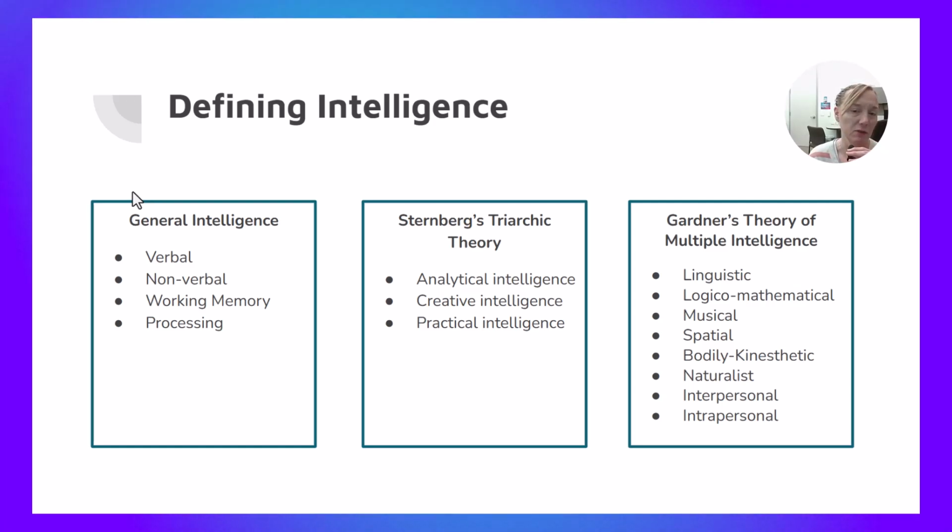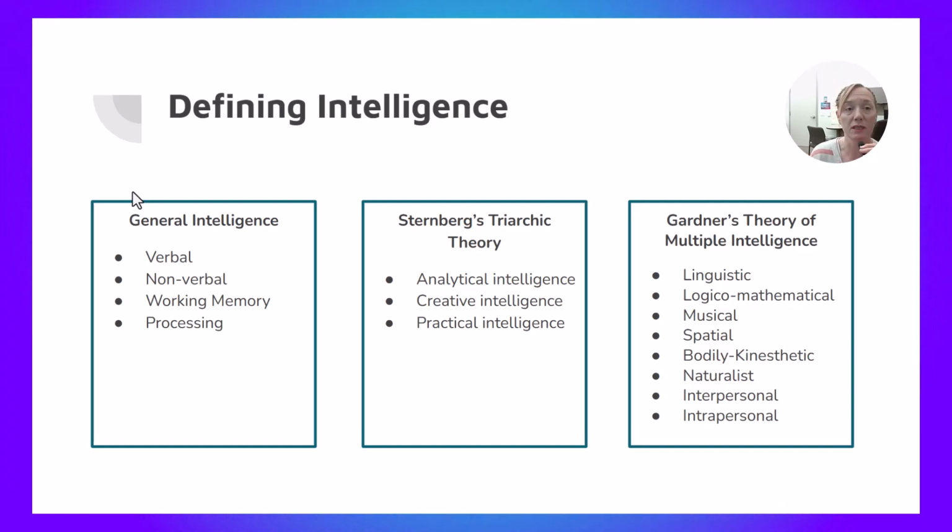And then we have other ways of looking at it. Sternberg's triadic theory was the idea of being able to analyze intelligence, creative intelligence, and then practical intelligence. And then last type is Gardner's theory of multiple intelligences, this idea that we all kind of come in with a different skill set and a different ability, different intelligences. We have linguistic, so somebody who's really good at speaking and talking and good with their words. A mathematical intelligence, somebody who's really good with manipulating numbers and understanding that.